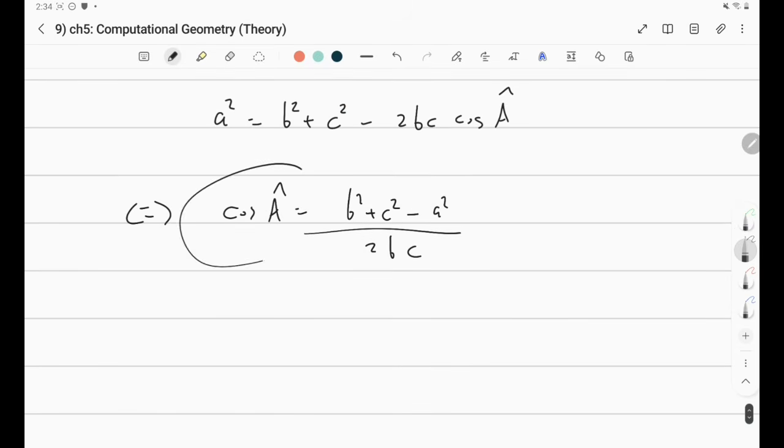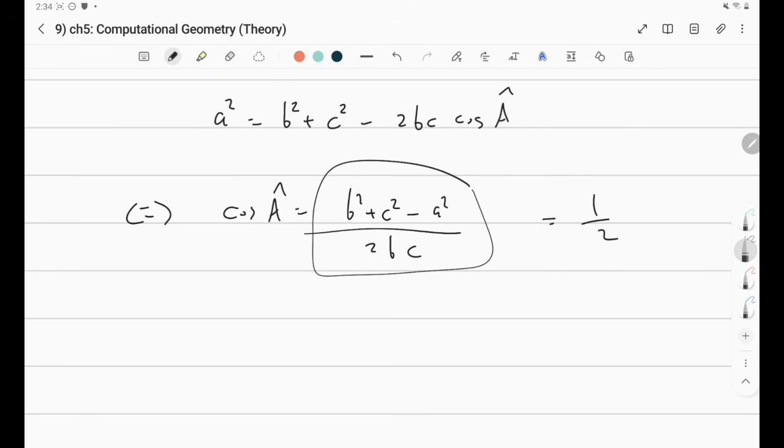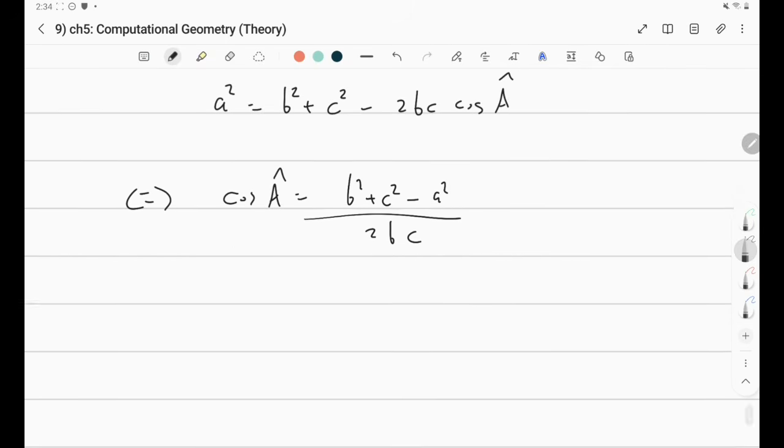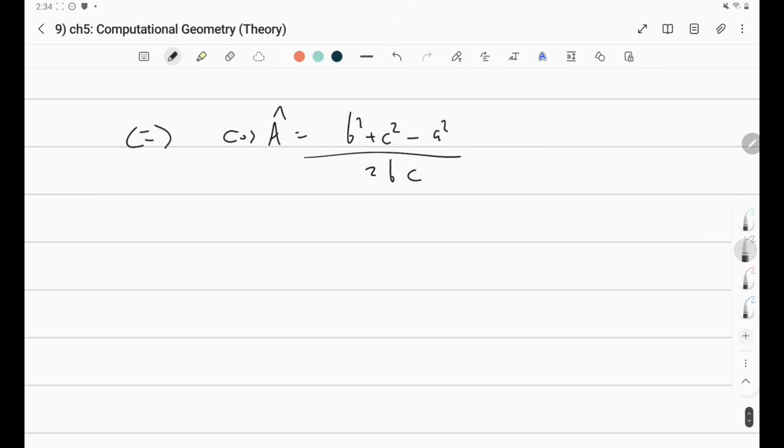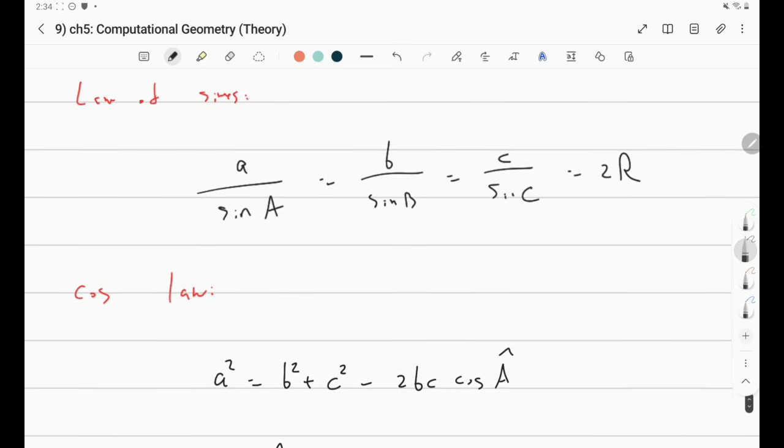And of course, if you have the three sides in a question and you want to find the angle, then you can figure it out, right? For example, you plug in a, b, and c, and you get a half. So cosine A equals half, and hence A is 60, or maybe 120. So something like that. These are the main ideas on how to get trig involved.